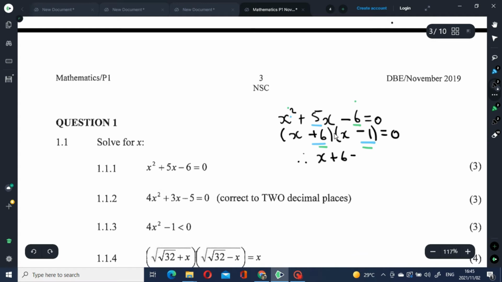Therefore x plus 6 should be equal to 0, or x minus 1 should be equal to 0. Let's be very cautious when we write these roots. So therefore x should be equal to minus 6, or x should be equal to 1, positive 1. So you could back substitute minus 6 or 1 into the original equation, and the left hand side should give you the right hand side.